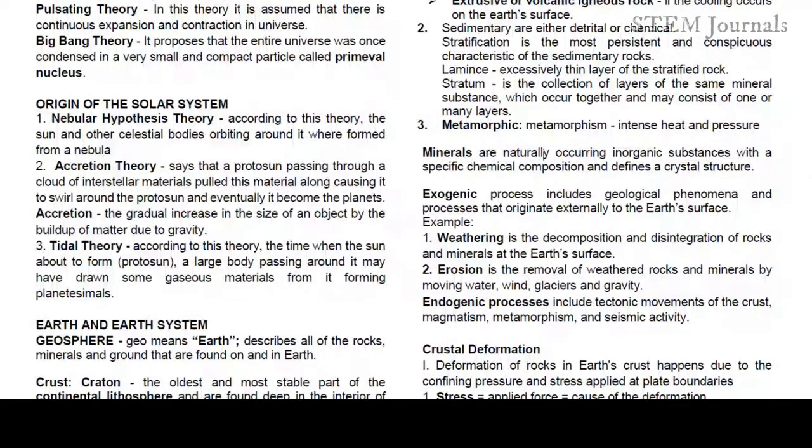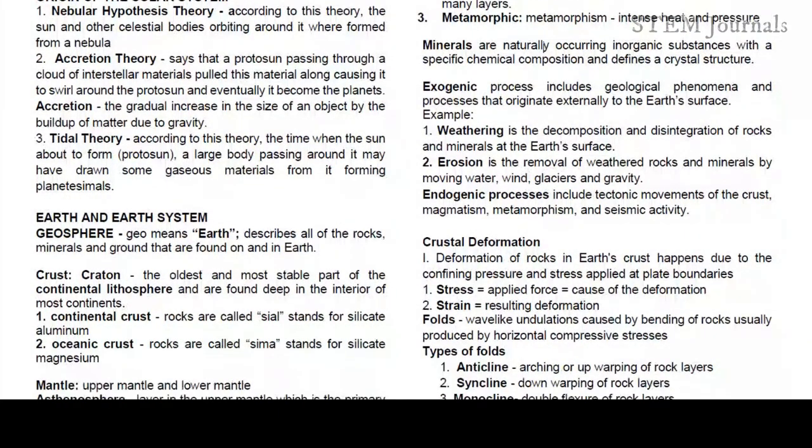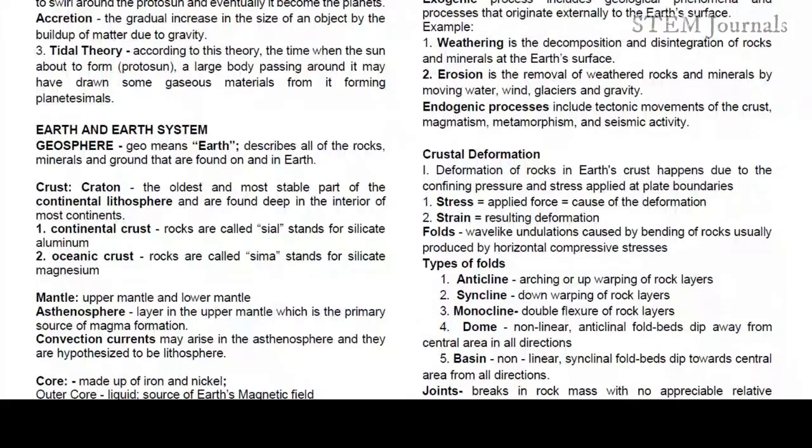So next, let us move forward to our planet. No? So we're going to discuss Earth and the Earth system. So technically, we have four subsystems in our planet. So naaalala niyo pa ba yung ating four subsystems? So given na si geosphere, aside from geosphere, what are the other three subsystems of our planet? Stratosphere po.